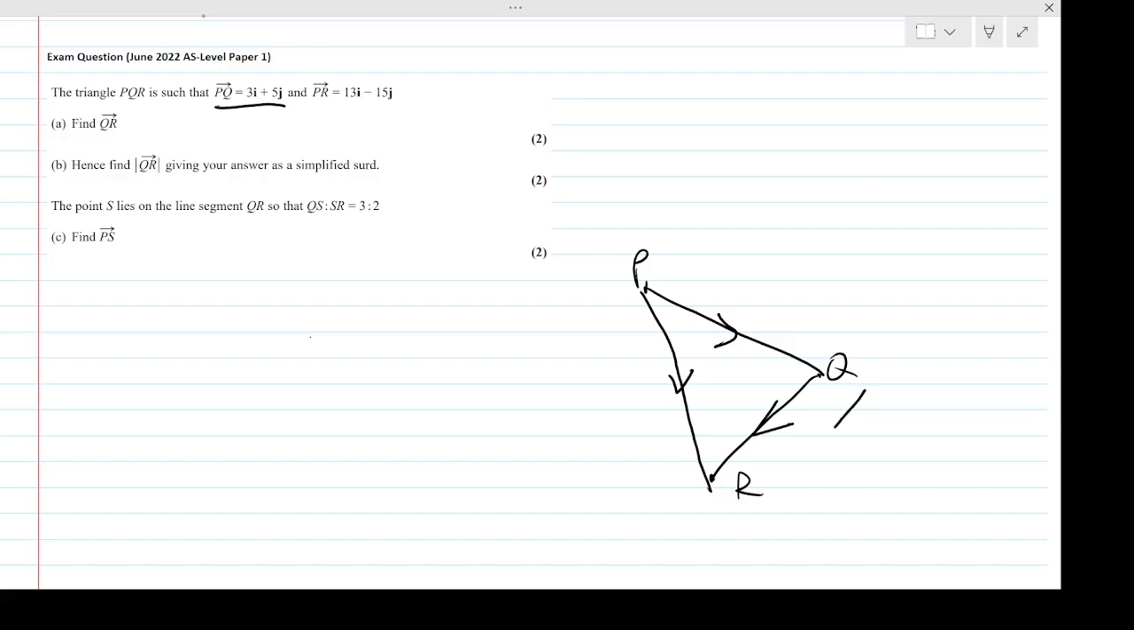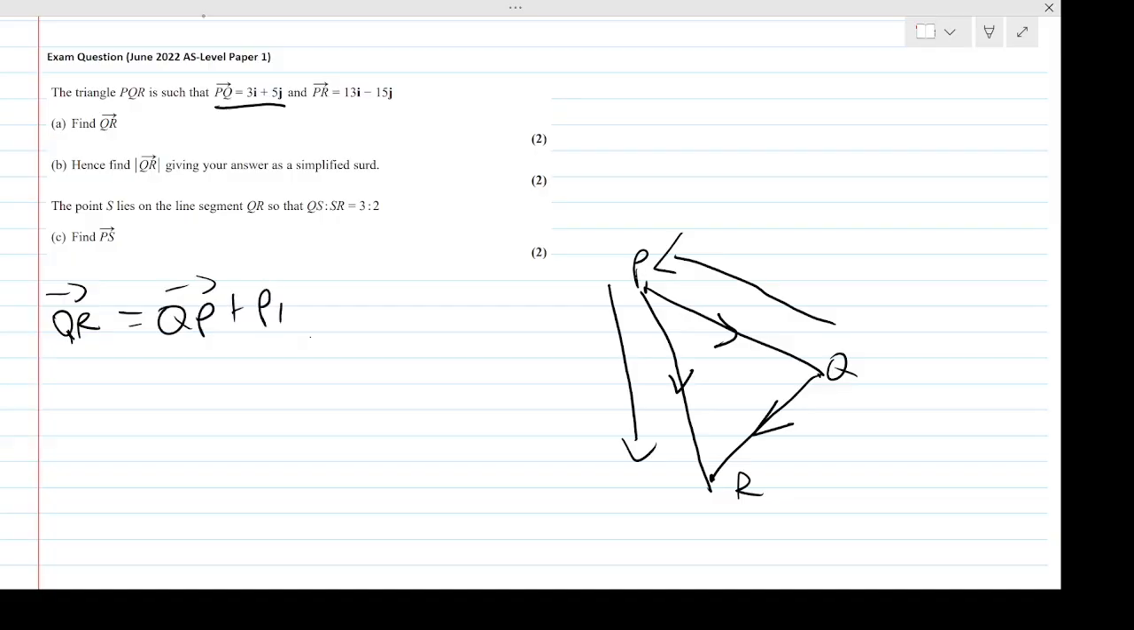So to get from Q to R then, I can't do that directly because I don't have the vector or the information for it. But I can go the other way. I can go from Q to P and then P to R. So I can say that Q to R, if I use my diagram, which is why drawing a rough diagram is very handy to spot this, Q to R is going to be instead Q to P and then P to R.